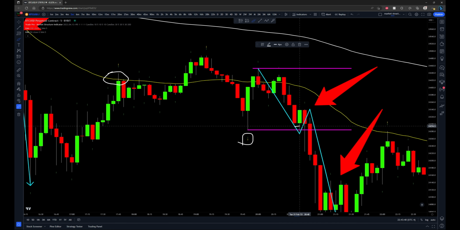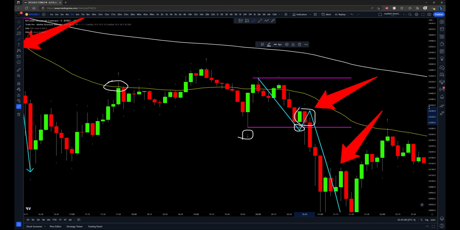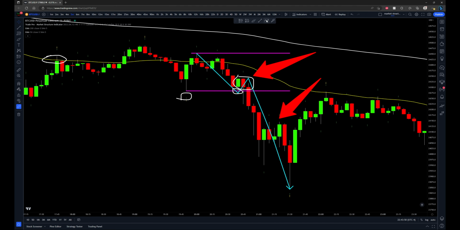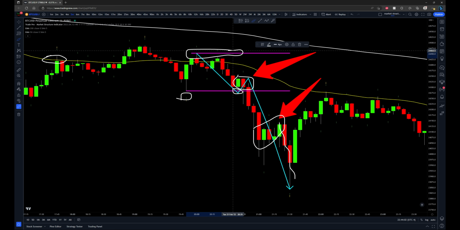So structure break right here. We get the pullback right here and the follow through here. We have another pullback or consolidation down here as well, which is also another opportunity which follows through for another lower low. So we're looking for a lower high compared to this high initially after that structure break and a follow through to the downside. So pullback or consolidation after the market structure break is our entry to get in for another move in the trend's favor.